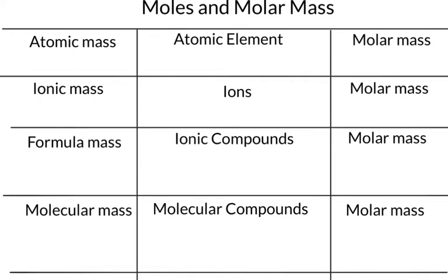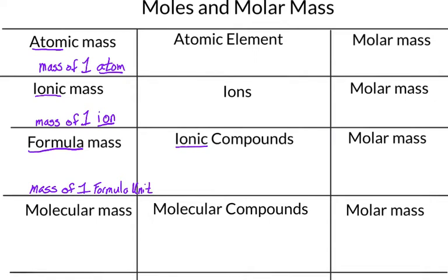So what we know is an atomic mass talks about atomic elements or any type of atom. When we talk about just one atom, we're going to talk about the atomic mass. We have another term, it's called ionic mass, and that is the mass of one ion, whatever that ion is. It's how much that one ion weighs in AMU. Then we have formula mass, and again that is for ionic compounds. And of course we have molecular mass, which is for molecular compounds. So these are for individual atoms, ions, ionic compounds, or formula units, and molecular compounds.